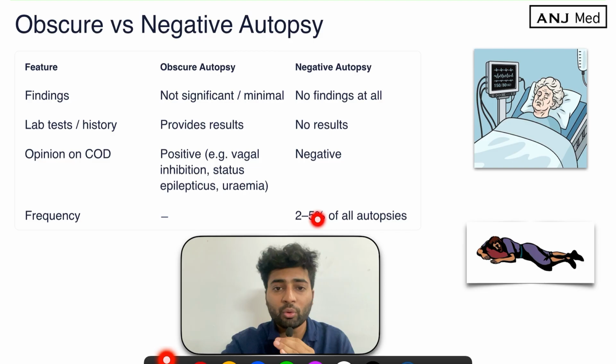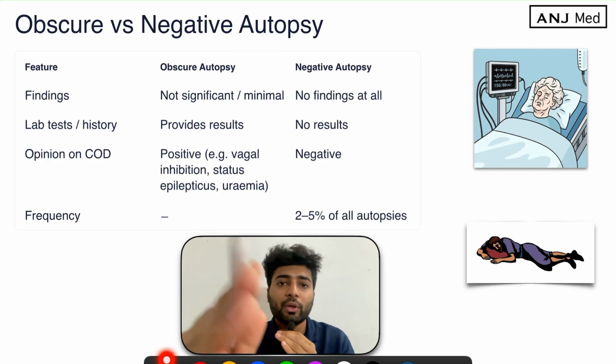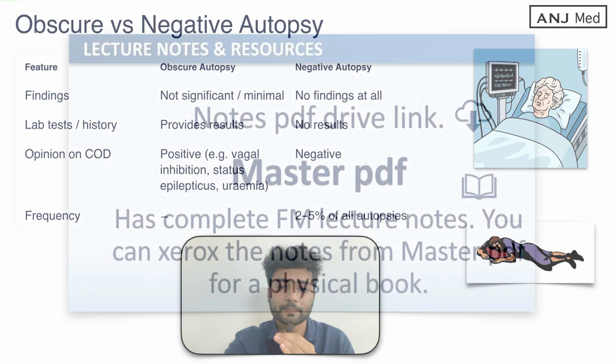Out of all the autopsies, this occurs in 2 to 5% of autopsies, and this is negative autopsy, where the cause of death cannot be determined. Let's say a person was sleeping, in the morning he was found dead, and after running all lab tests, history, everything, the cause of death is not identified. So this was obscure and negative autopsies.